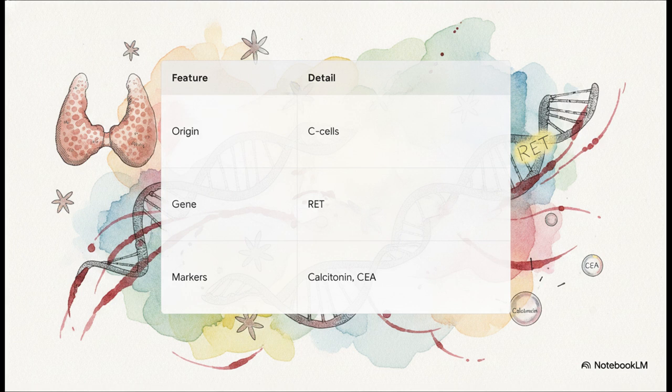And since it arises from those C cells, the vital serum biomarkers we meticulously track after surgery to screen for recurrence are calcitonin and carcinoembryonic antigen, or CEA. If you see any rise in these markers, it's a huge red flag that the disease is back.